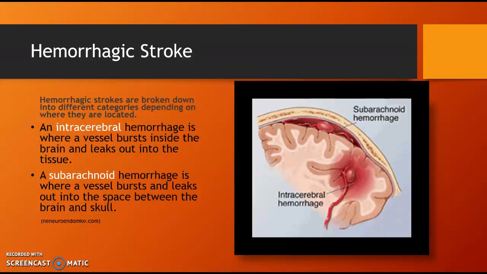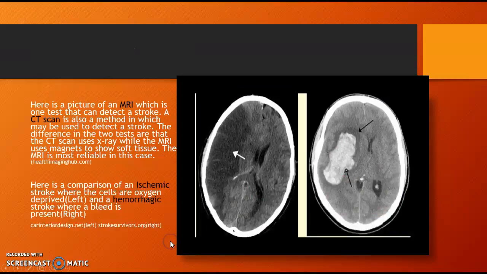As far as a hemorrhagic stroke, it's also broken down into two different categories depending on where it's located. Intracerebral hemorrhages are a vessel that's burst inside of the brain that leaks out into the brain tissue, also out into the cranium, into the skull. Subarachnoid hemorrhage is a vessel that bursts and leaks out into the space between the brain and the skull. And this one will cause a lot of pressure buildup pretty quick. Both, though, of course, very dangerous.